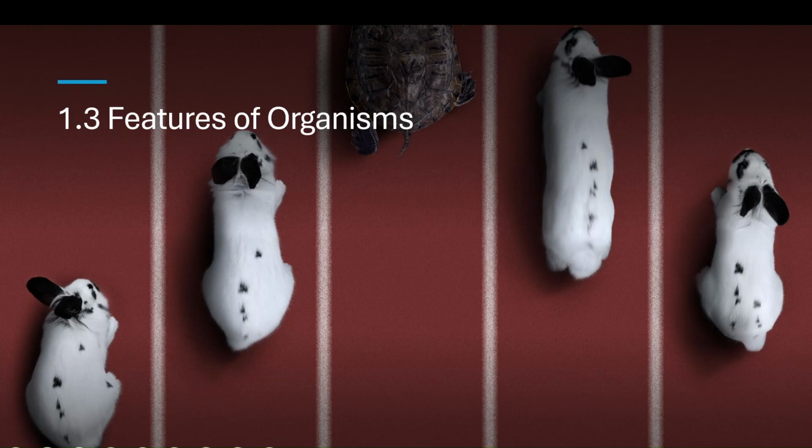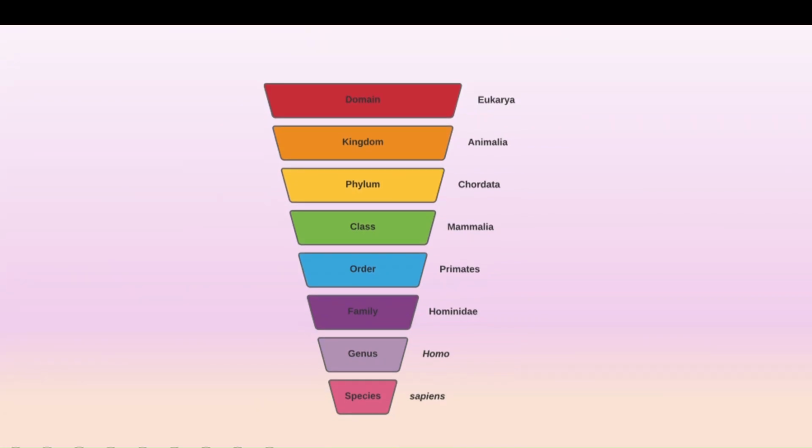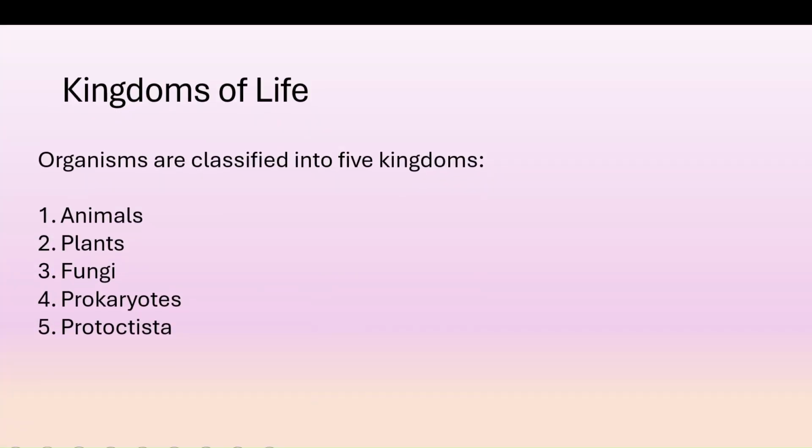So next, let's look at the features of organisms. So, species, genus, family, order, class, phylum, kingdom, domain. These are all the groupings that living organisms can fall under. Let's look at the kingdoms of life. Well, living organisms are grouped into 5 big kingdoms based on some of their basic features. So animals, plants, fungi, prokaryotes, and protoctista. Let's look at each one.